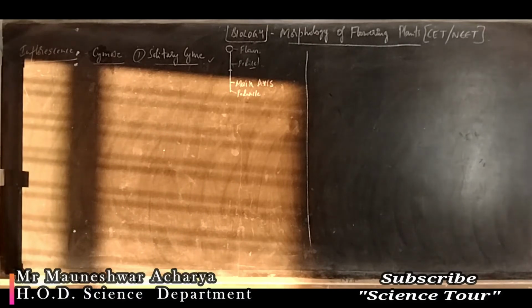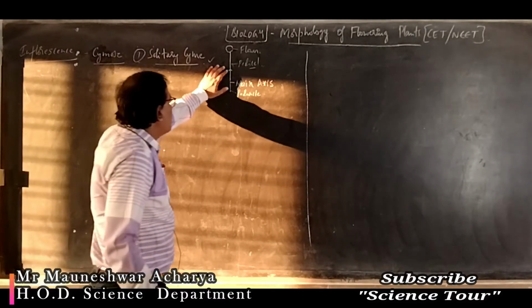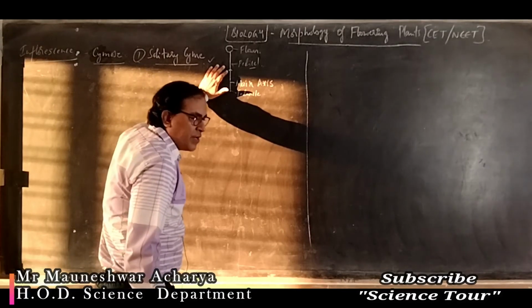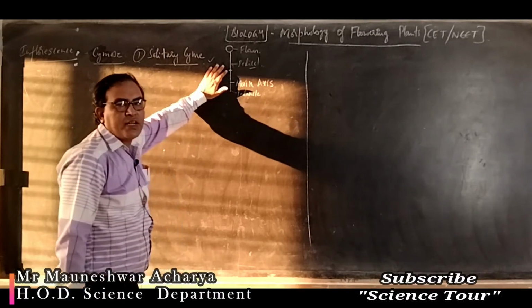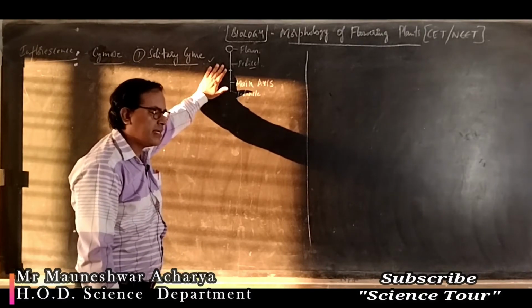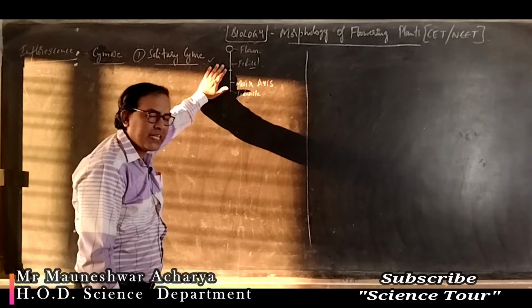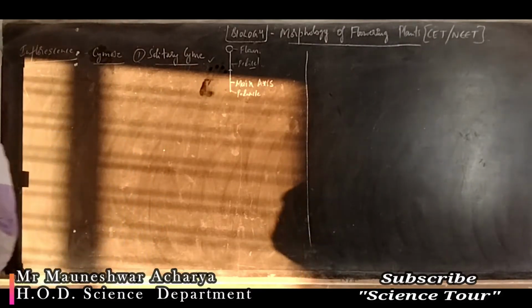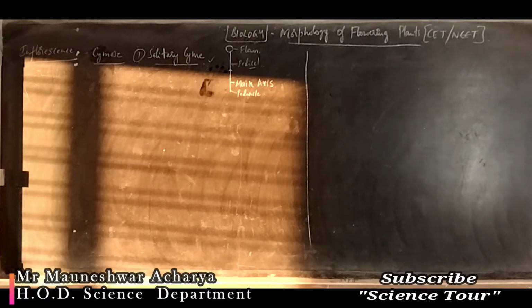Now this inflorescence can be made out by a distinct joint between the peduncle and pedicel. So there is a distinct joint between the peduncle and the pedicel. This is the identifying feature for this particular inflorescence. If this joint is there, then without any doubt you can tell that it is a solitary cyme. Which inflorescence? It is a solitary cyme.